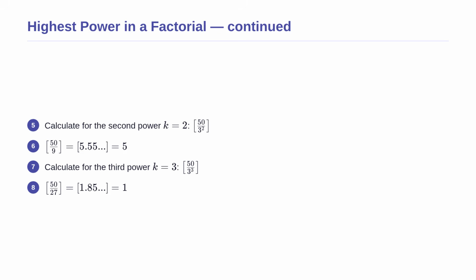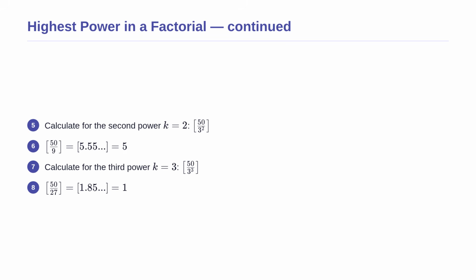Continuing our calculation, we move to the second power of our prime number. We divide 50 by 3 squared, which is 9. We are looking for numbers that contain a second factor of 3. 50 divided by 9 gives 5.55 repeating. The function pulls this down to exactly 5, accounting for the extra factors provided by multiples of 9.